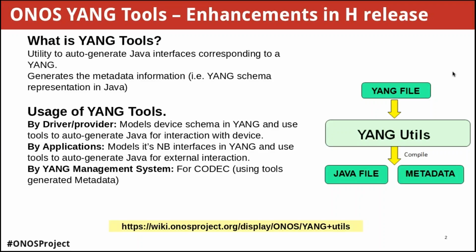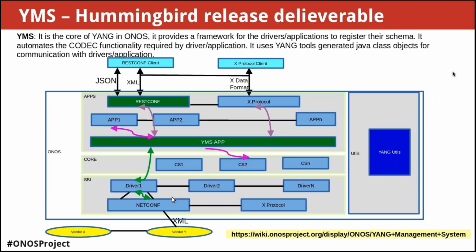At the same time, it generates some metadata information. This metadata information is for use of the Yang management system. I think we have discussed this ONOS Yang tool earlier also, so I'll not go into details of it. The details are already available in the Yang utils wiki. Another thing which has been added as a part of the Hummingbird release, we are actually in the process of developing.